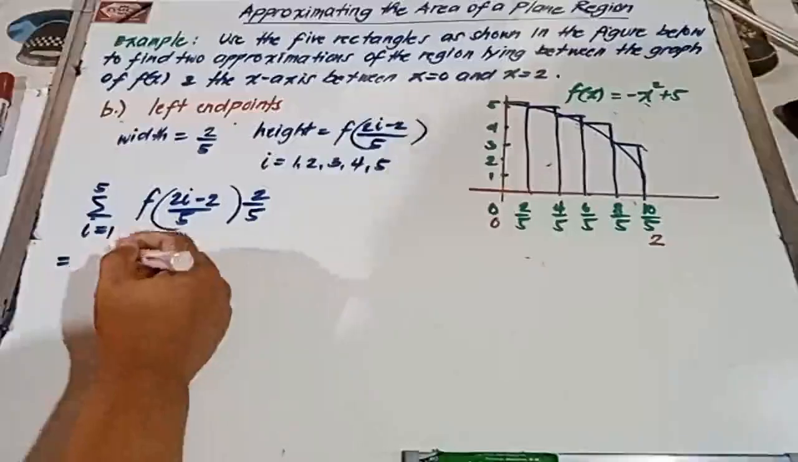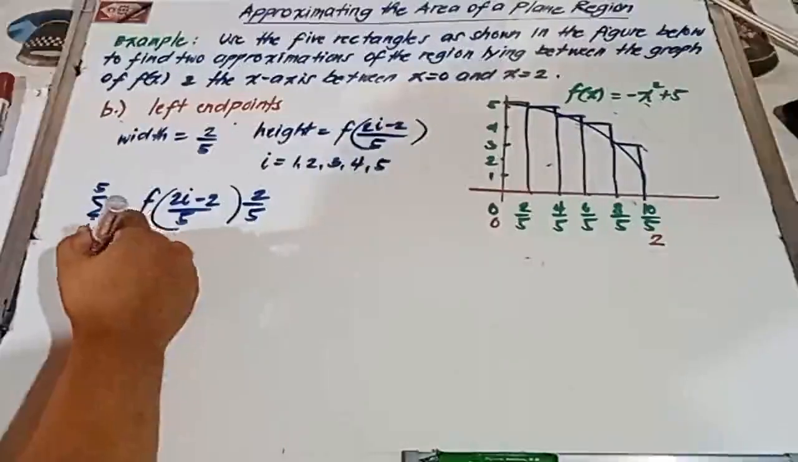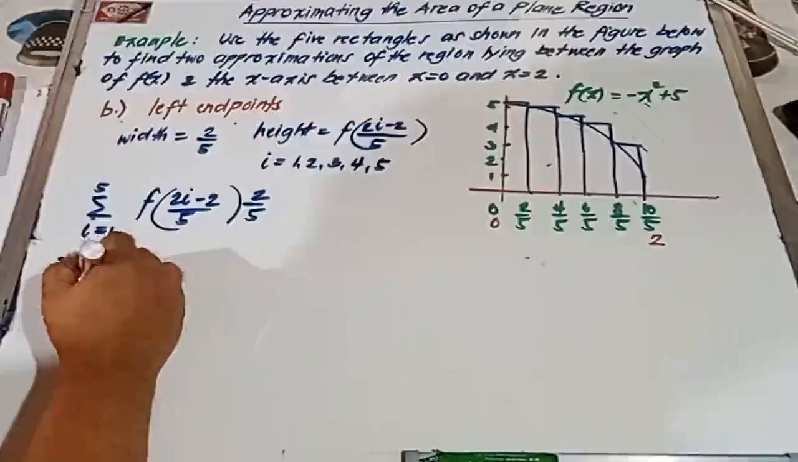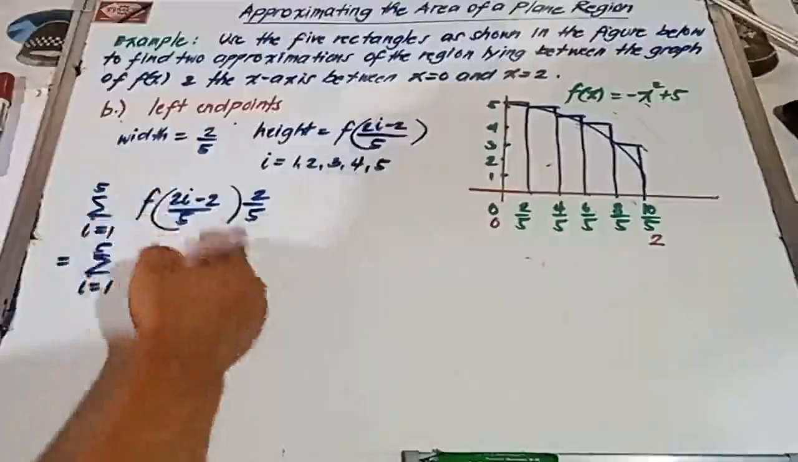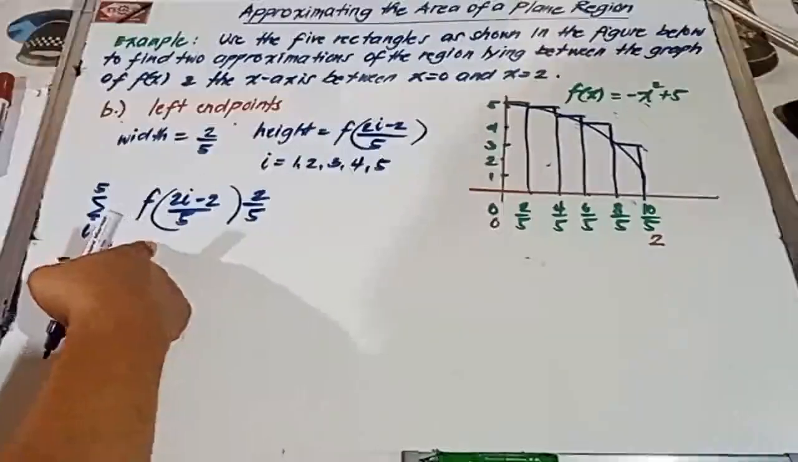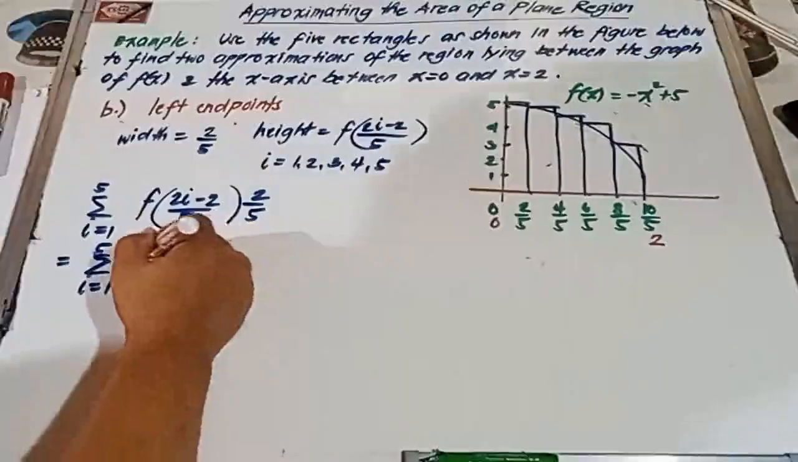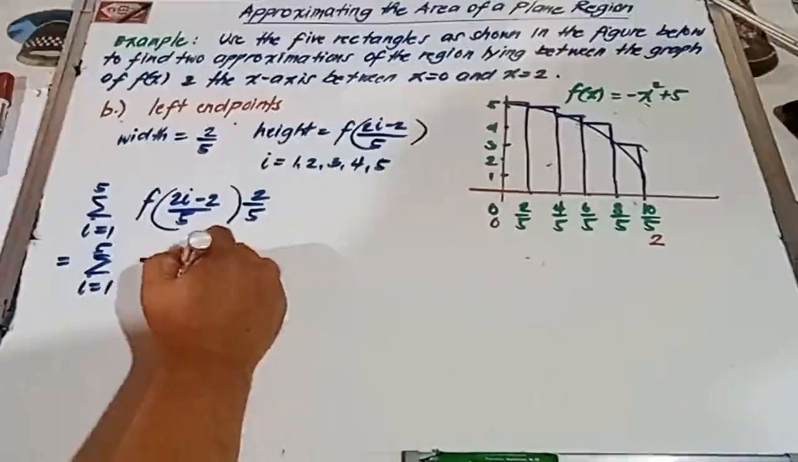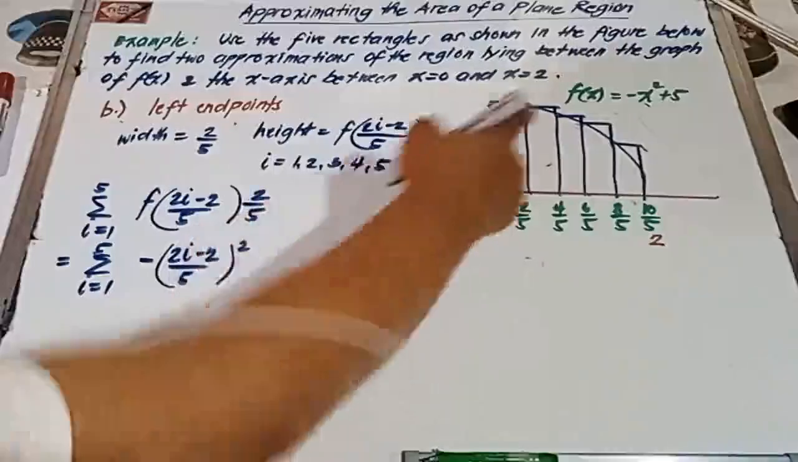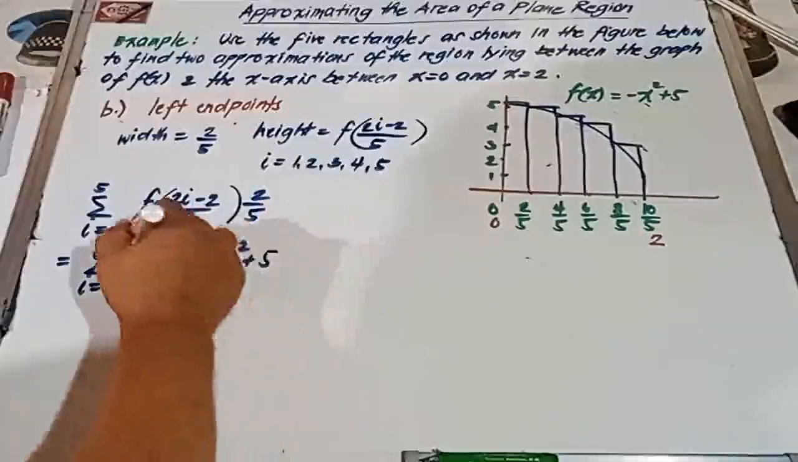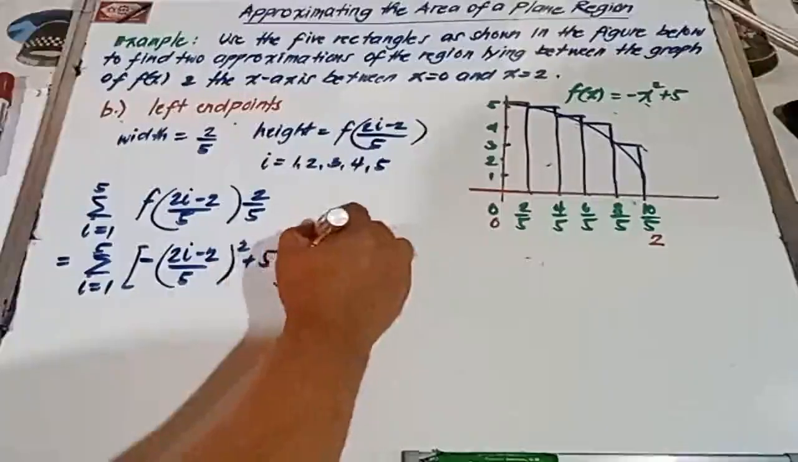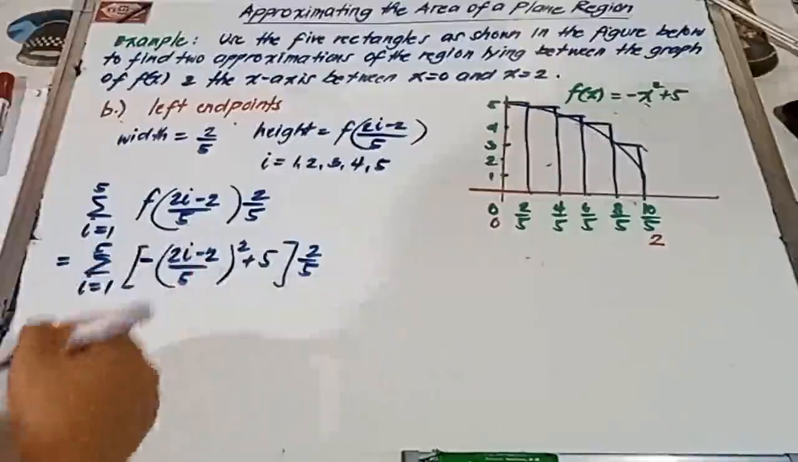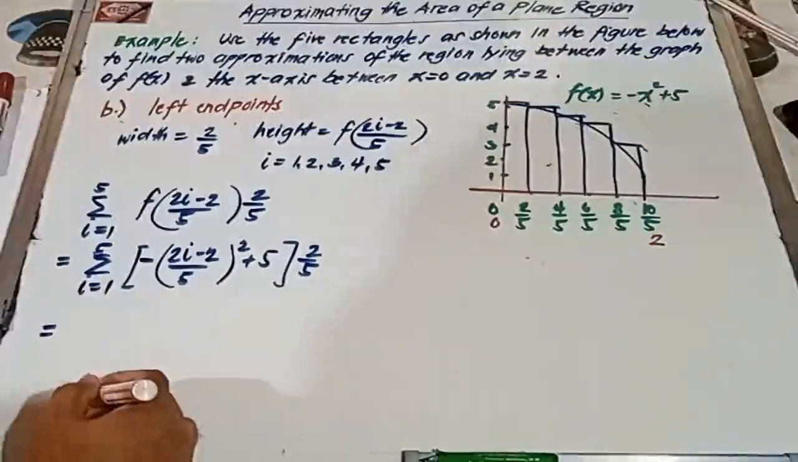So we have the summation of i equal to 1 to 5 of f(x_i) times the width. x will be (2i minus 2) over 5, so we have negative 2 times ((2i minus 2) over 5) squared plus 5, times the width 2 over 5. Expand natin, square of the sum.